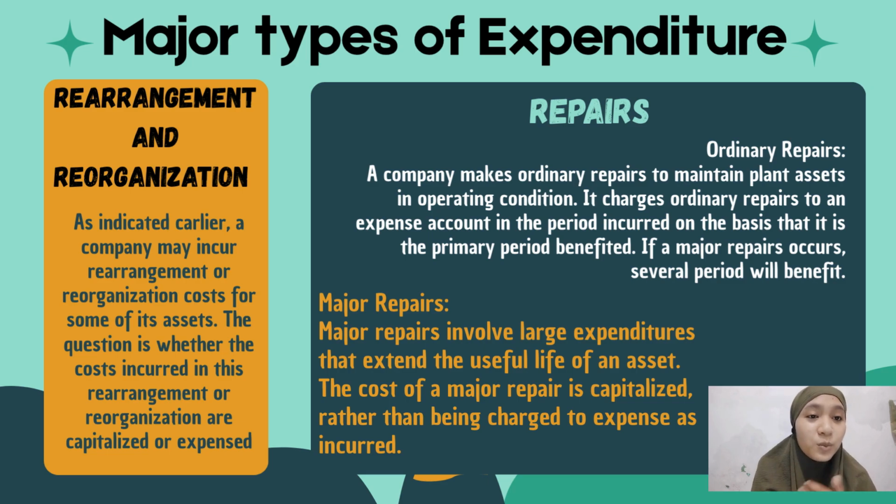And the last one is repairs. We have two repairs. The first one is ordinary repairs. Companies make ordinary repairs to maintain plant assets in operating condition. It charges ordinary repairs to an expense account in the period incurred on the basis that it is the primary period benefited. If major repairs occur, several periods will benefit.